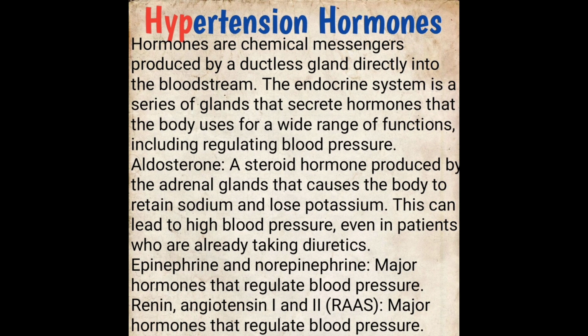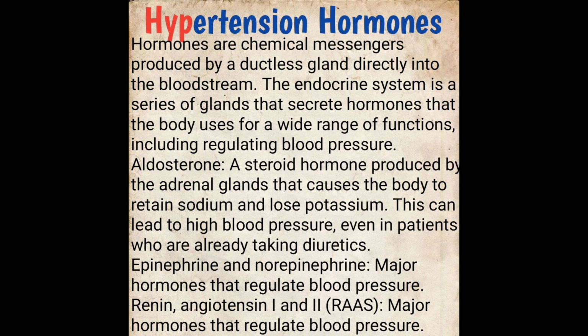Talking about hormones associated with hypertension, we must understand that hormones are chemical messengers produced by a ductless gland directly into the bloodstream. It is that chemical messenger that will now instruct and regulate whatever it is out there to regulate. The endocrine system is a series of glands that secrete hormones that the body uses for a wide range of functions, including regulating blood pressure.